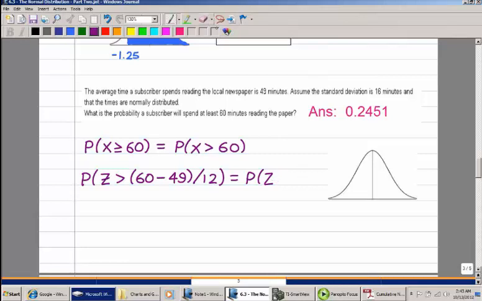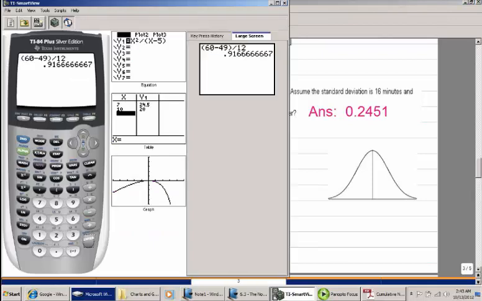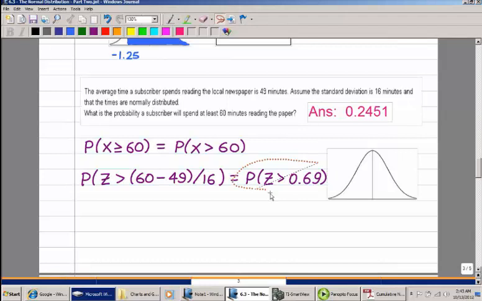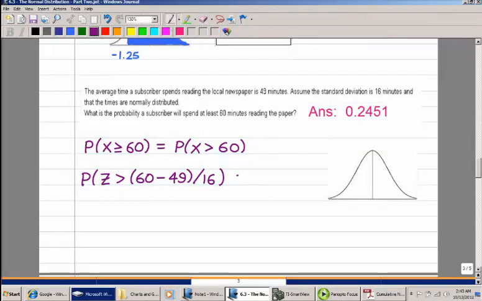Oh, looks like I just saw a mistake I made here. I'm sorry. You should be dividing by 16. I don't know where I got 12 from. All right, easily fixed here. 16, 0.6875, which I'll round to 0.69. Actually, I'm going to write that in the next line. Greater than 0.69.